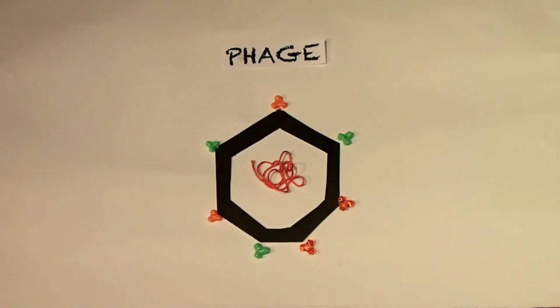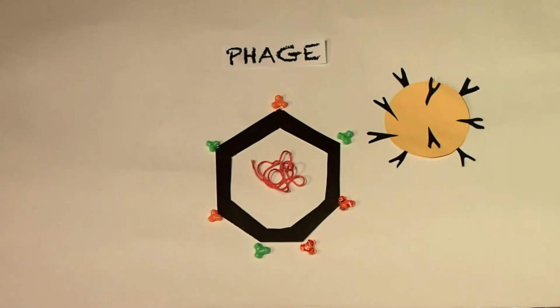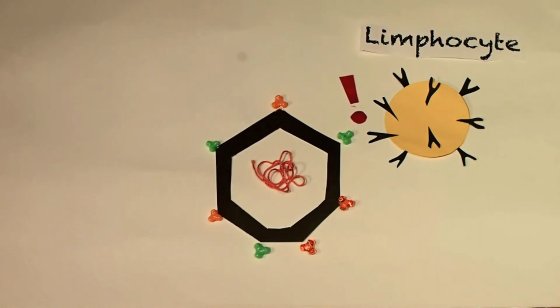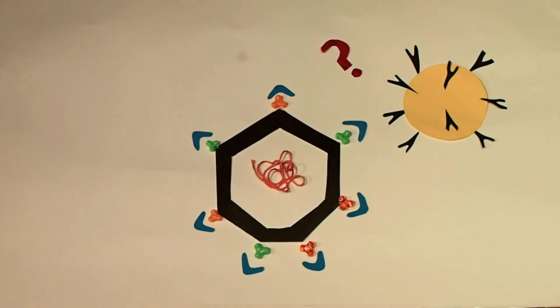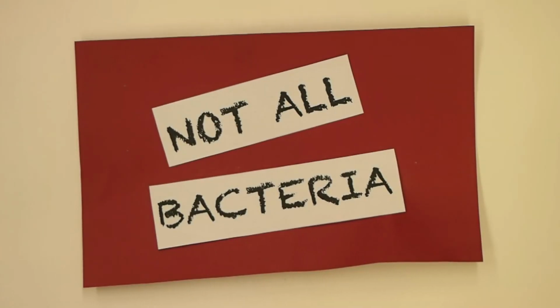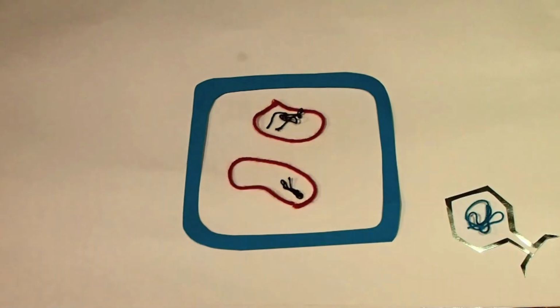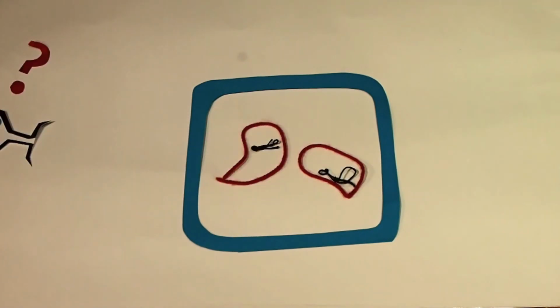Immune response. Phages are, after all, viruses, so there is a possibility that our immune system recognizes their capsid proteins and creates an immune response. This problem could be solved by hiding these proteins behind other molecules. Not all bacteria. Some bacteria infect our cells and stay inside. Therefore, phages cannot detect and destroy them.